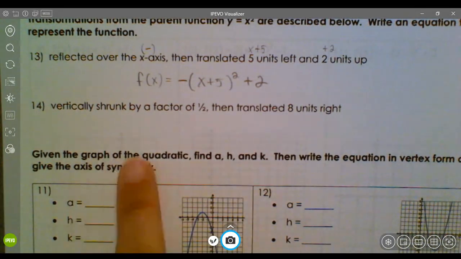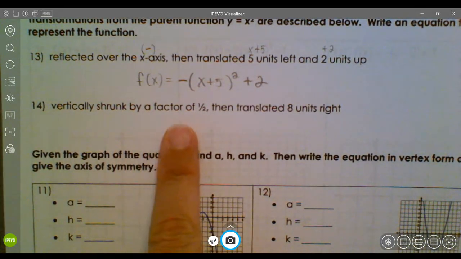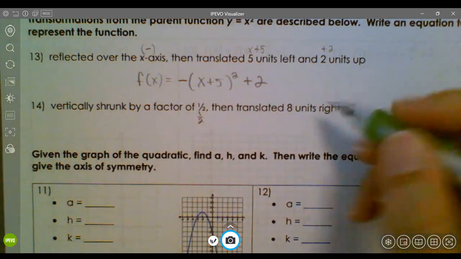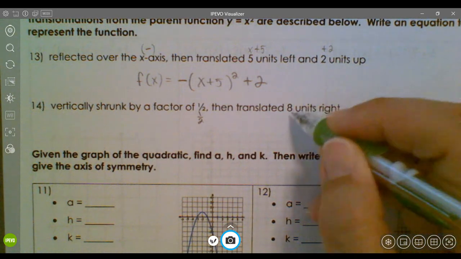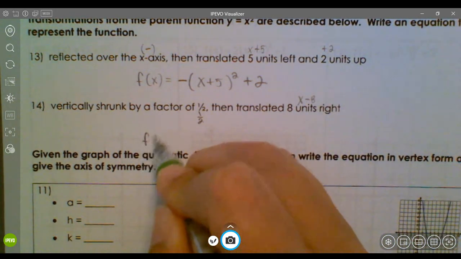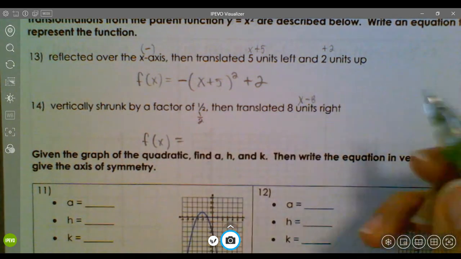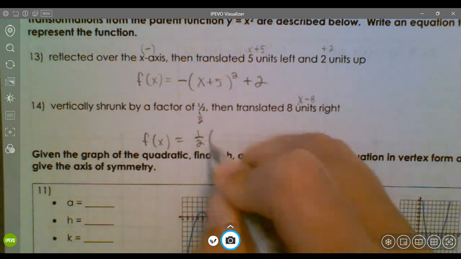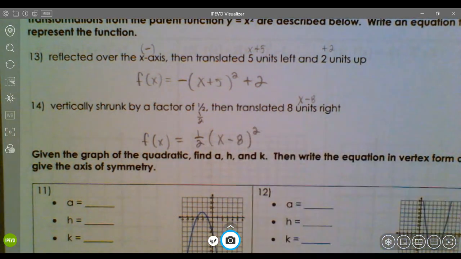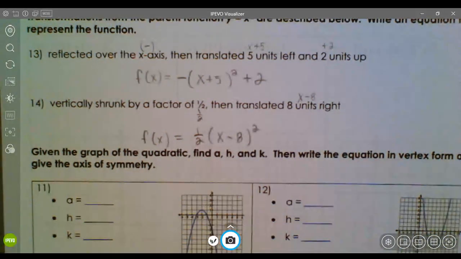All right. Suppose we are vertically shrunk by a factor of 1/2. That says multiply by 1/2. Translated 8 units right. That means that we're going to subtract. So this function will be 1/2 times (x minus 8), that whole quantity squared. All right. So far, so good? Okay, so keep that in mind as we go through.